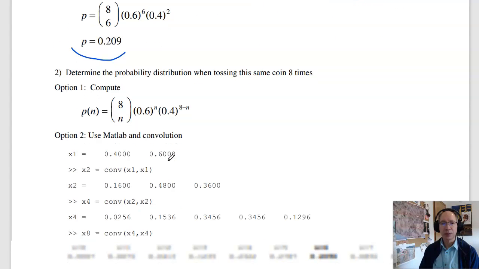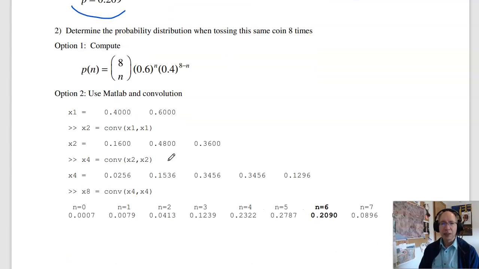Problem 2 says calculate the PDF of flipping the coin 8 times. And again, one way is to plug in n for 0 through 8 into this equation. A second way is to use convolution. So for a single coin toss, I have 0.4 and 0.6, chance of 0 and 1 head. Convolve it, here's a chance of 0, 1, and 2 heads.